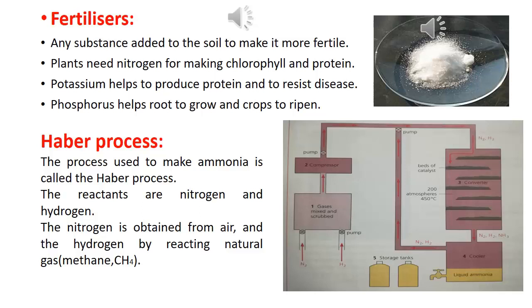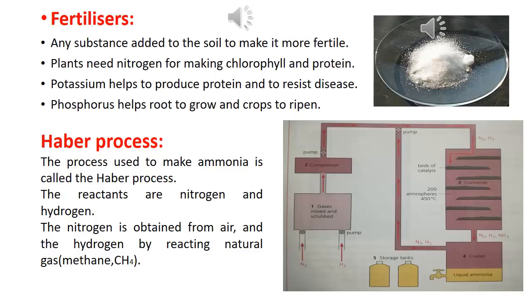Fertilizers are very important for the plants to grow, and these synthetic fertilizers are produced in laboratories or in factories. One such process is called the Haber process. So from the Haber process, the fertilizer named ammonia is produced. So what is the Haber process? The process used to make ammonia is called the Haber process.